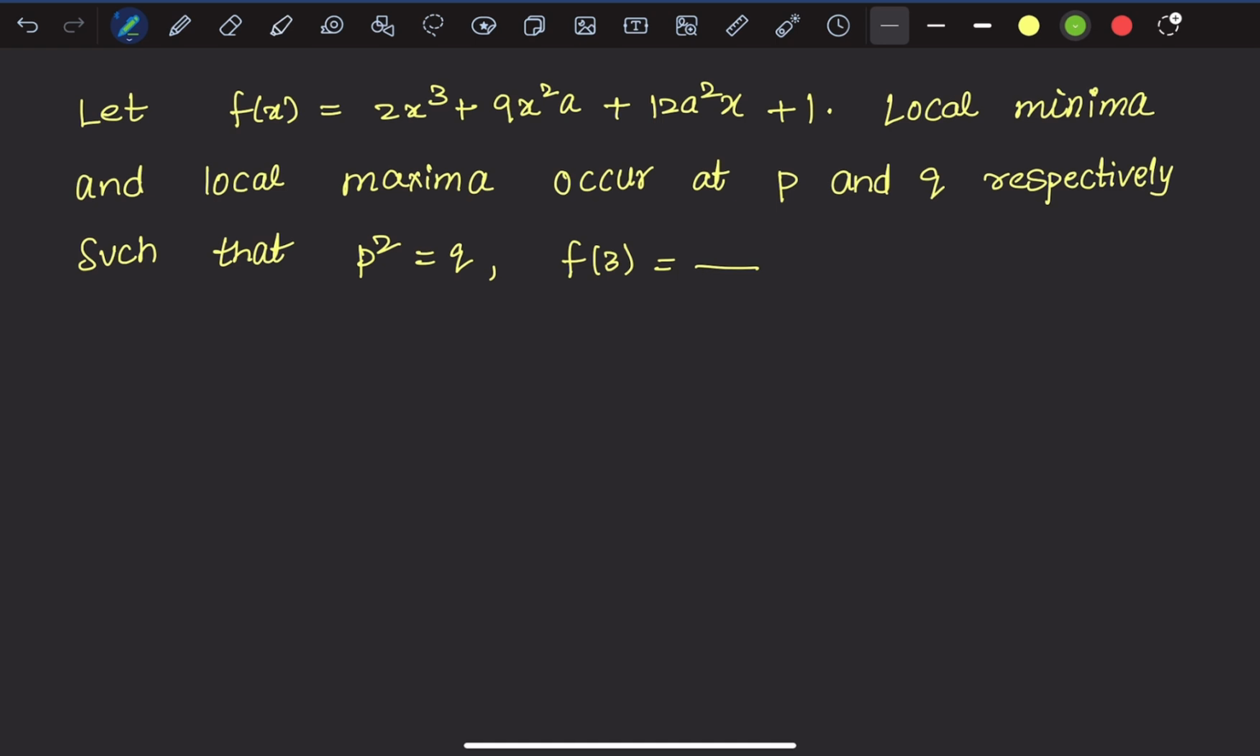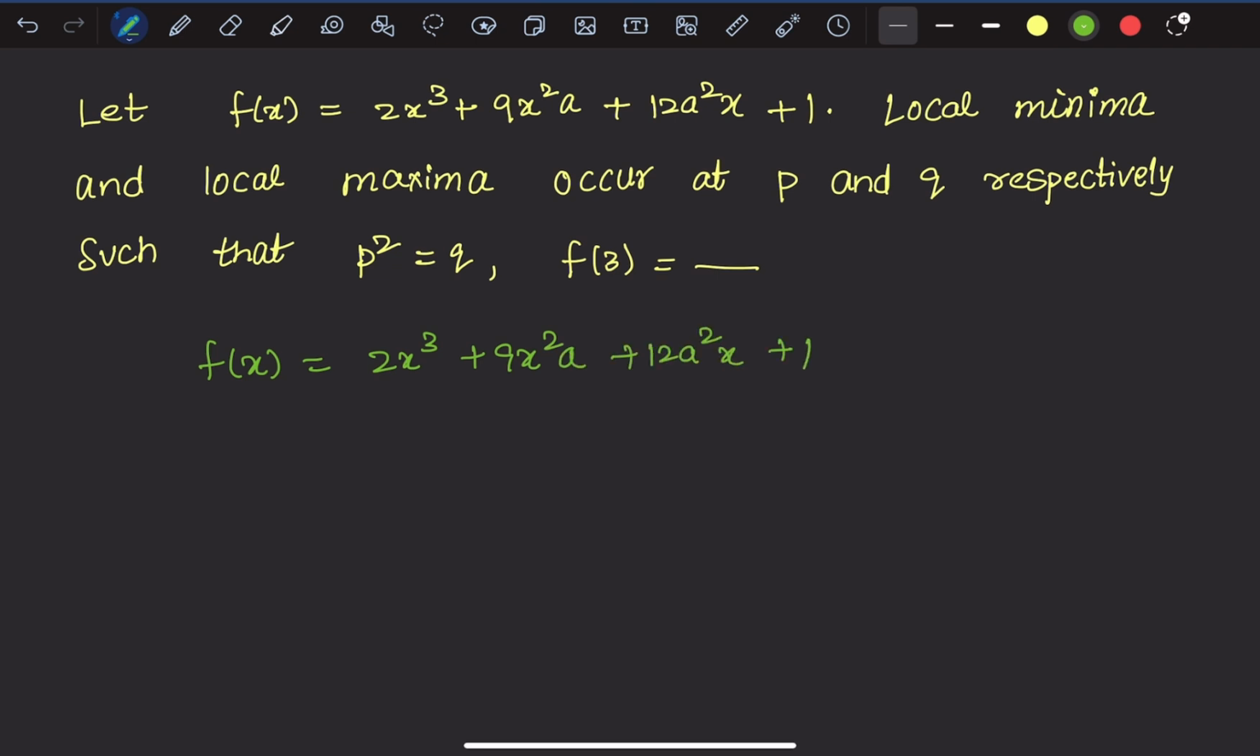So now let us move to the next question. Here you have a function given f of x. This is a cubic polynomial, and local minima and local maxima occur at p and q respectively, such that p square is equal to q. Then f of 3 is equal to... Okay, so the function is f of x is 2x cube plus 9x square a plus 12a square x plus 1.